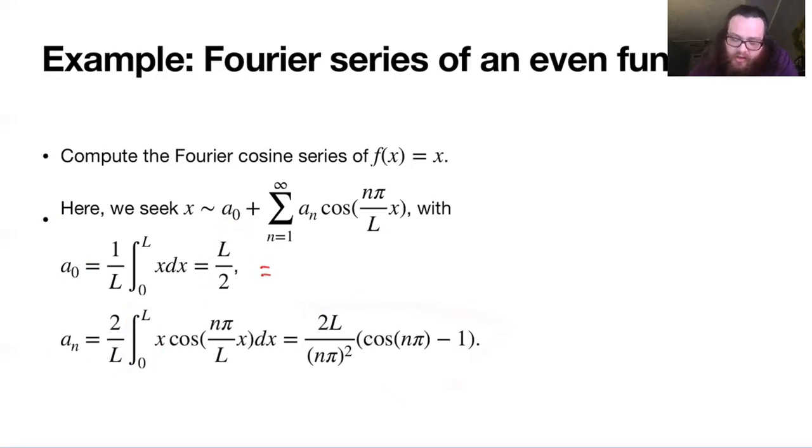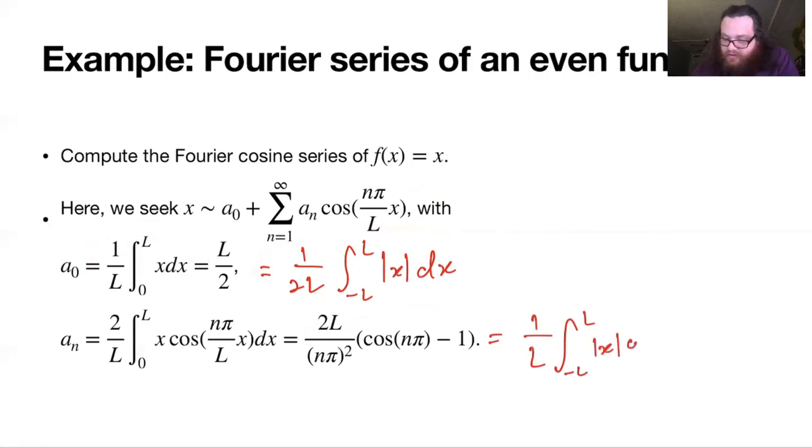So one thing I want to highlight here is another way to compute this coefficient would be 1 over 2L, the integral from negative L to L of the even extension of this function, which we saw was the absolute value of x. Okay, so these two integrals will give you the same number. Likewise, for a sub n, we could also compute it as 1 over L, the integral from negative L to L of the absolute value of x times cosine of n pi over L x dx. And that would be fine, because what we're doing here is explicitly writing down the even extension. The even extension is what we're computing the coefficients of.